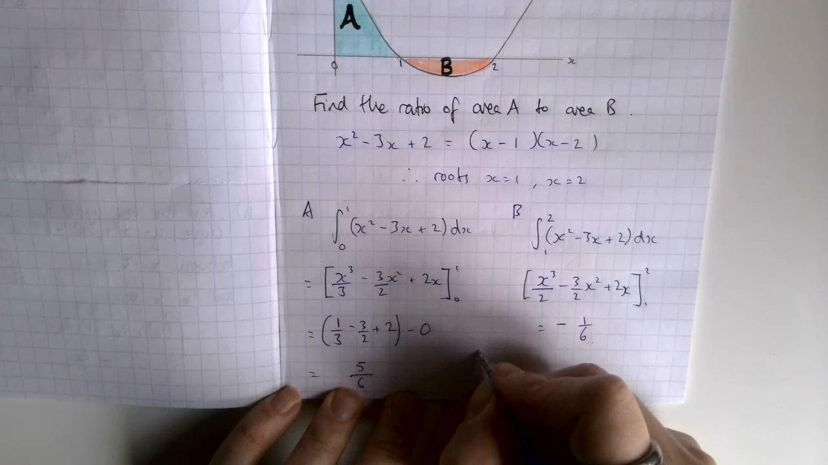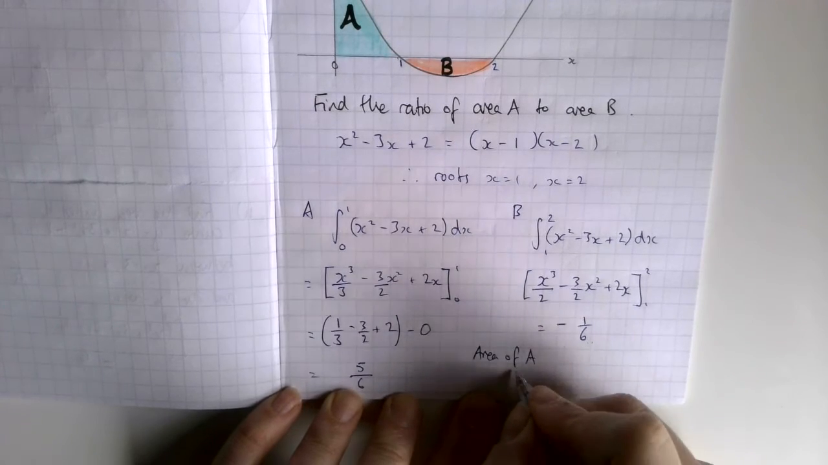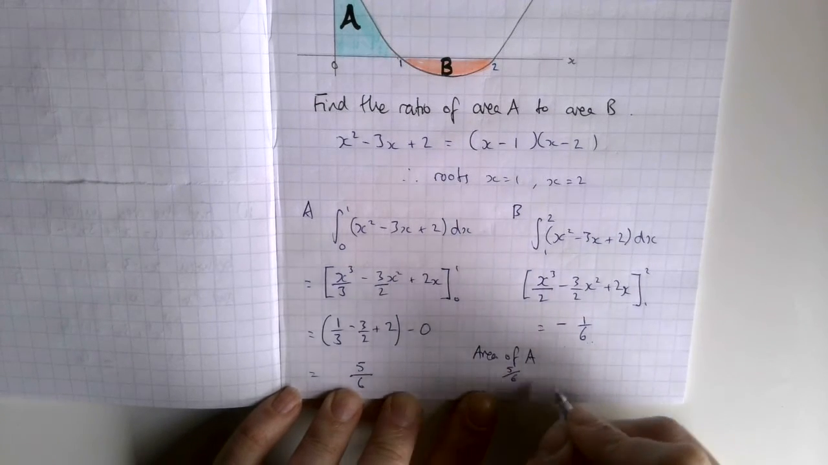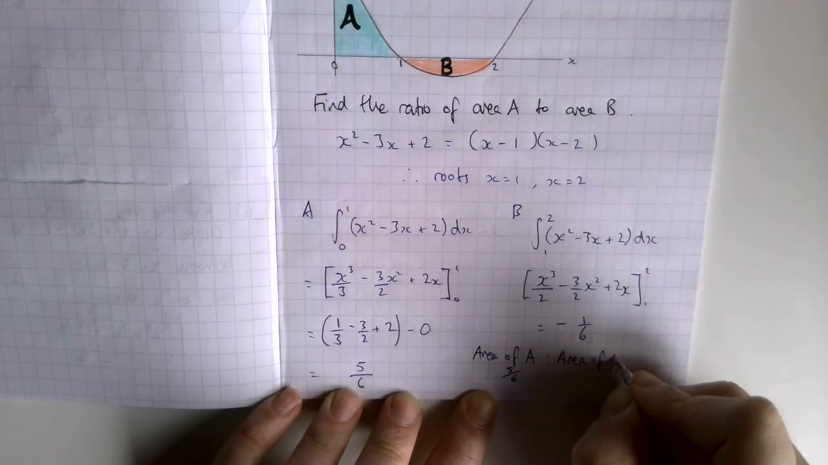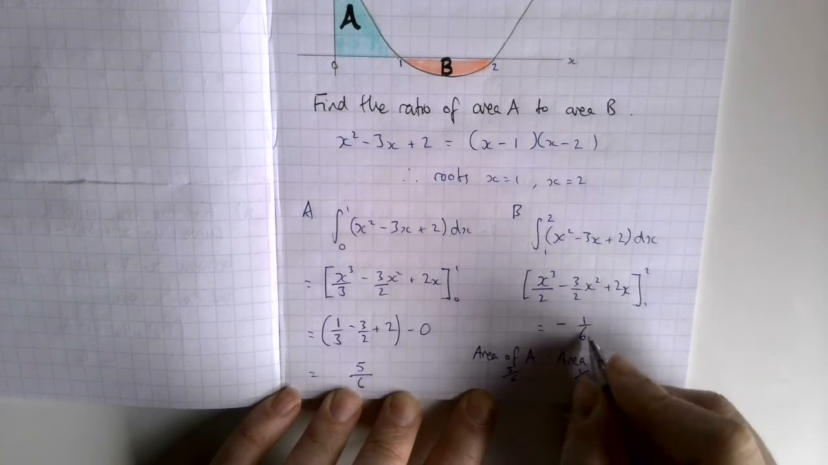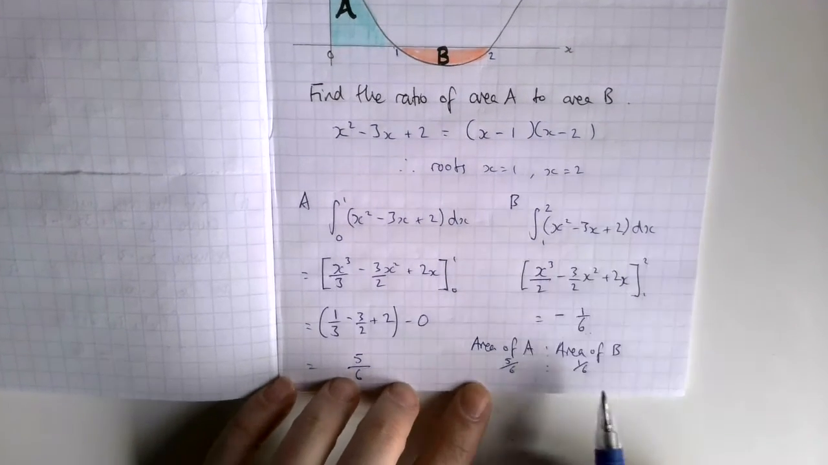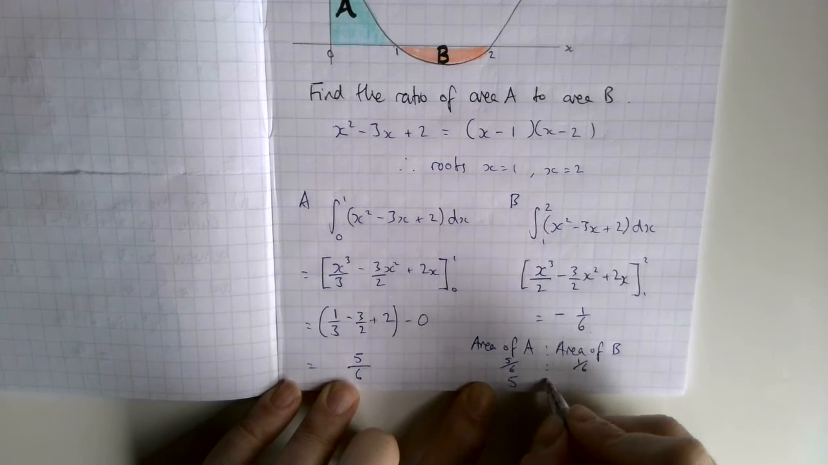So area of A is 5/6, and the area of B is 1/6. Just ignore the fact that it came out negative. So 5/6 to 1/6 is the ratio of 5 to 1.